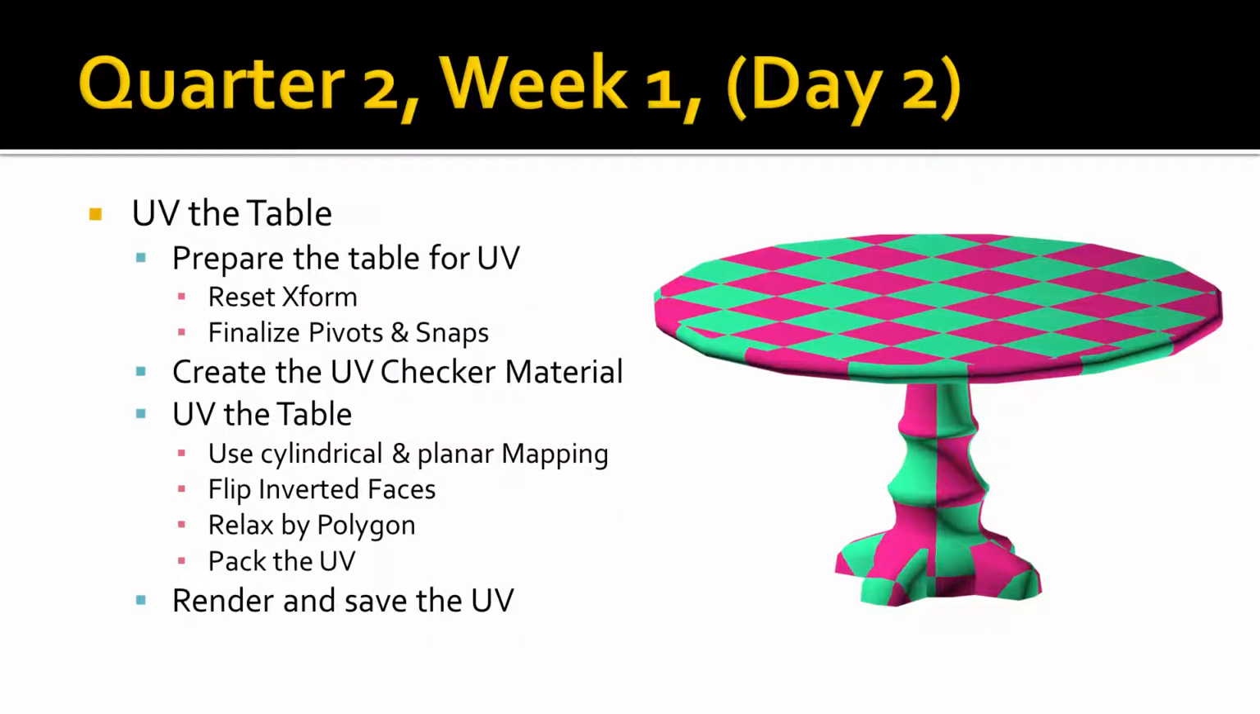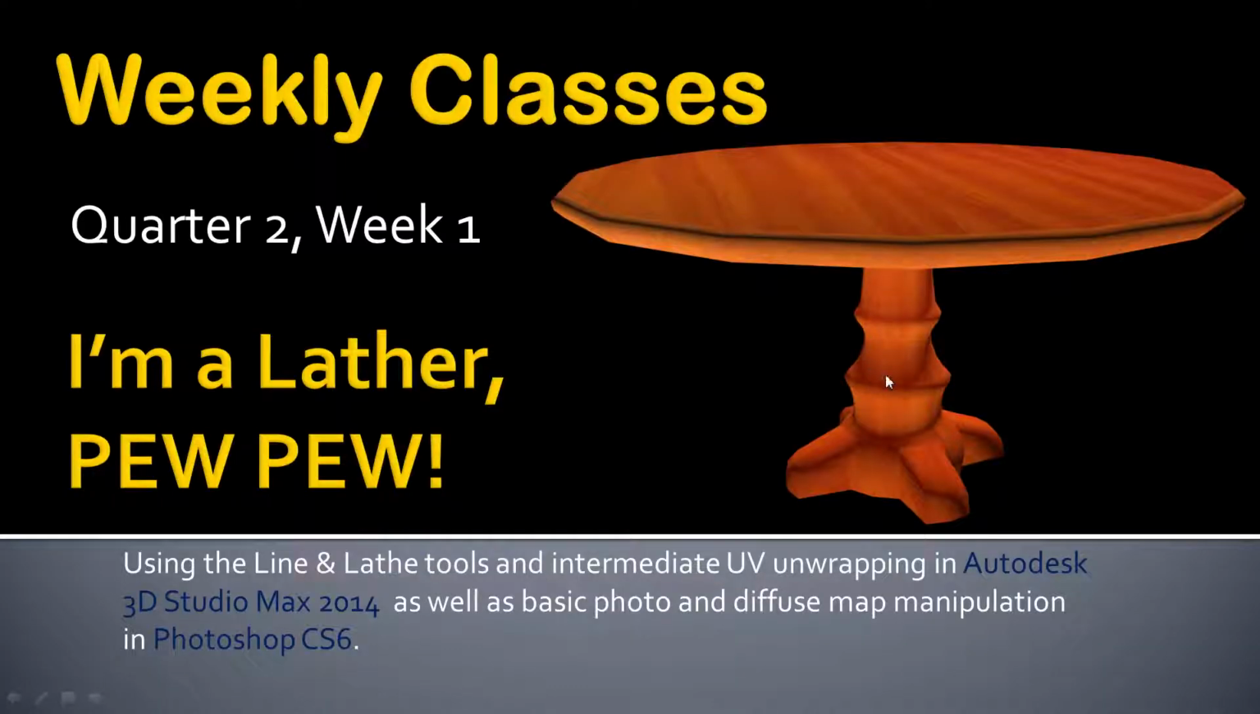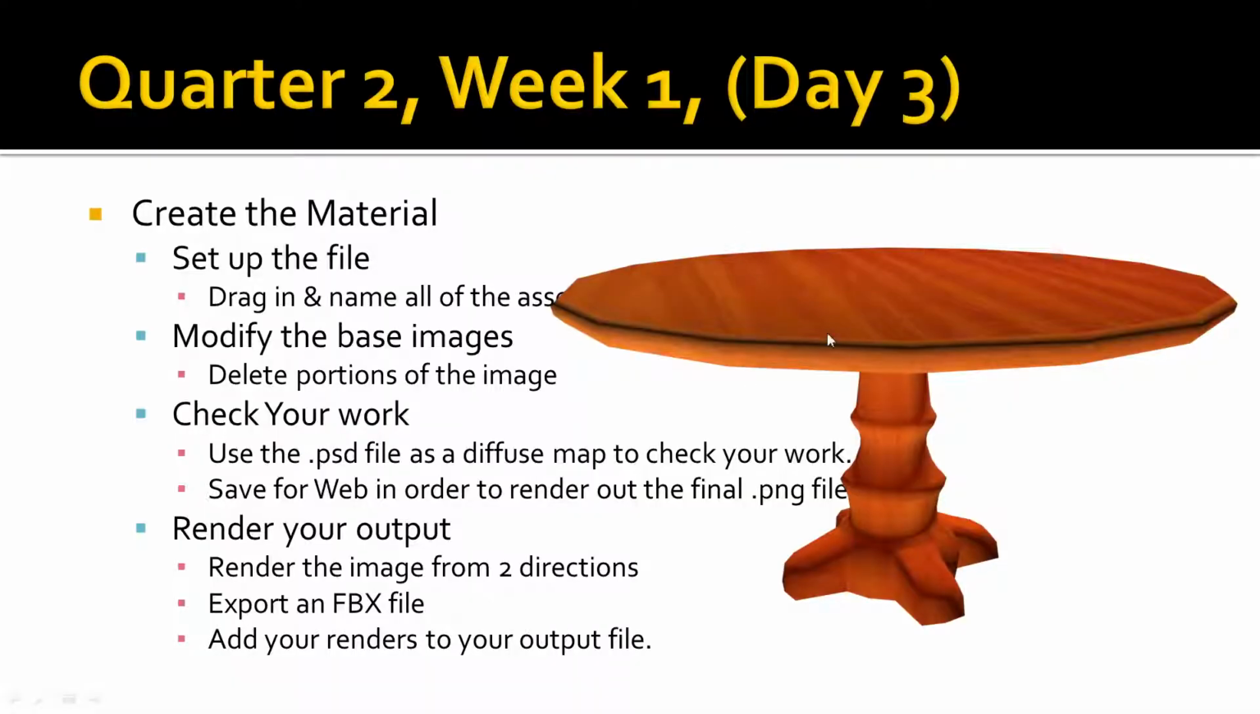We reset the transforms. We made sure it's snapped to the center, and we created the checker material, UV'd the table, and then we saved the UV out. So as of right now, we're getting ready to do the Photoshop work. So today we're going to drag in and name everything. We're going to make sure that the image is set up and ready to go. We're going to export it out to 3D Studio to make sure it looks good, and then we'll make sure we save the actual file that we want. All right, so let's get started.